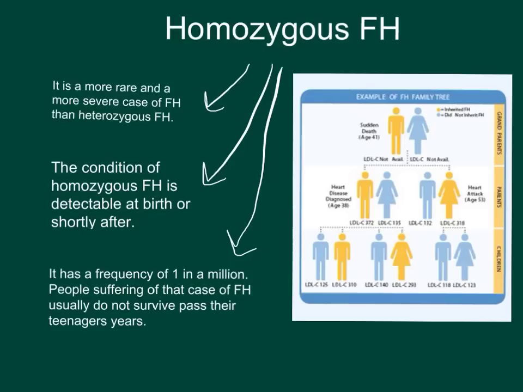So here you can see an example of an FH family tree. A person in yellow represents someone who inherited FH, and a person in blue represents someone who doesn't have FH. So you can see that in that case, the male has FH and the female doesn't. They had 50% chance to pass their FH to their offspring. They had 2 children, and both of them inherited FH. And here you can see that in that case, the male has FH and the female doesn't. They have 4 children, and 2 of them inherited FH.